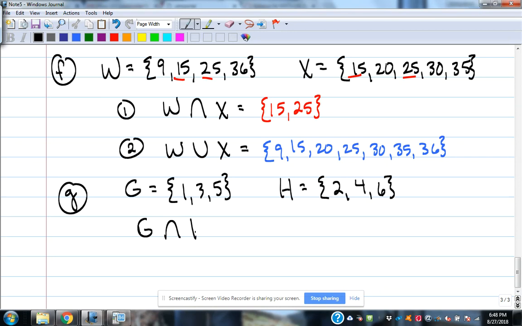G intersect H. What's in that set? Nothing. So it's the what? Yeah, the null or empty set. So you could write it this way, or you could do a circle with a slash through it. Either of those is acceptable because there's nothing that's in both of those. No intersection of those.